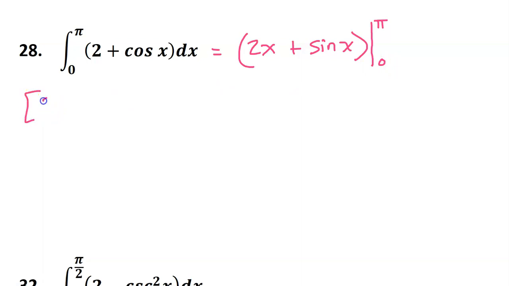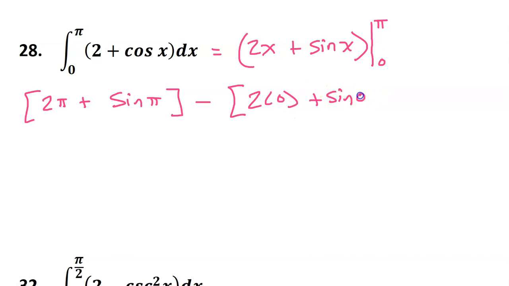So we will have 2 times pi plus sine of pi, that's the value at the upper limit, minus 2 times 0 plus sine of 0, the value at the lower limit. So let's see, sine of pi. Remember that looking at the unit circle, pi is right here. Sine is the y value, so the sine of pi is 0. So this part right here is going to be 0.